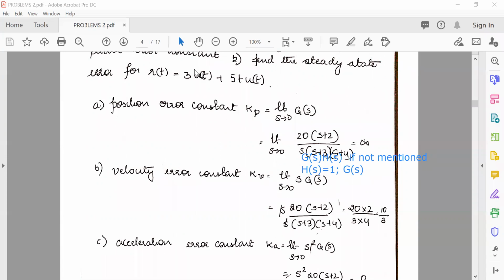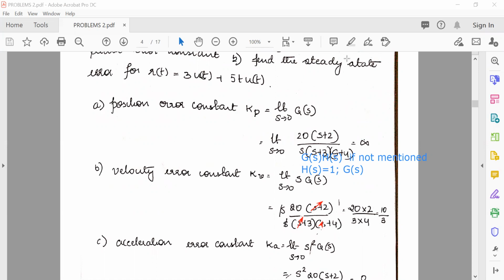All these values will go to 0. This is 0. This value is also 0, and this value is also 0. You have 40 into 12. Okay, 40 divided by 12, we will have 10 by 3.